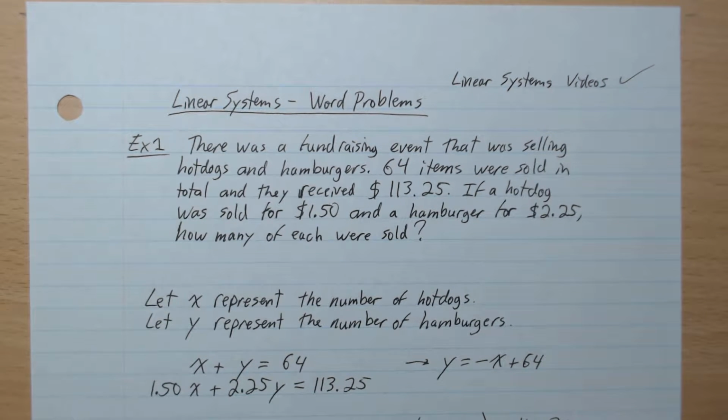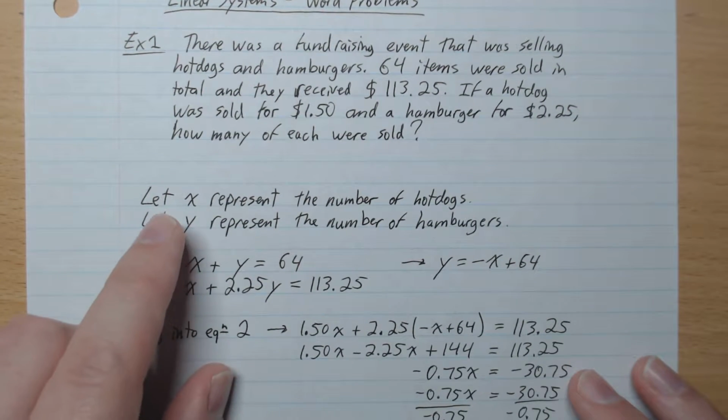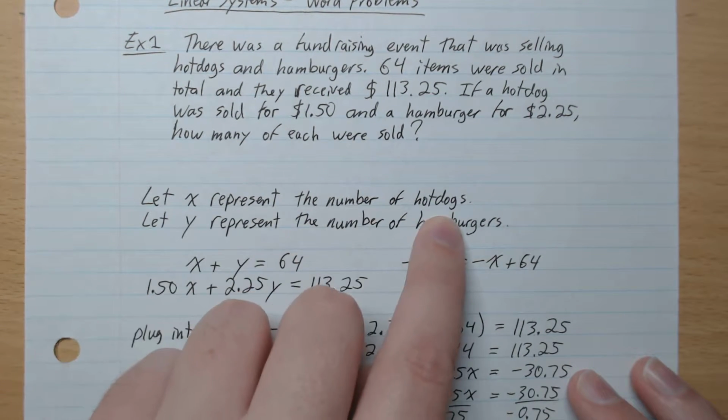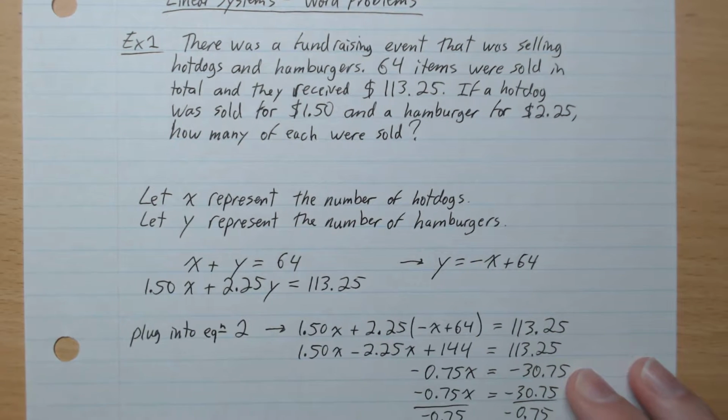Example 1. There was a fundraiser event that was selling hot dogs and hamburgers. 64 items were sold in total and they received $113.25. If a hot dog was sold for $1.50 and a hamburger was sold for $2.25, then how many of each were sold? So the first thing we're going to notice is let's write X to represent number of hot dogs and Y to represent number of hamburgers.